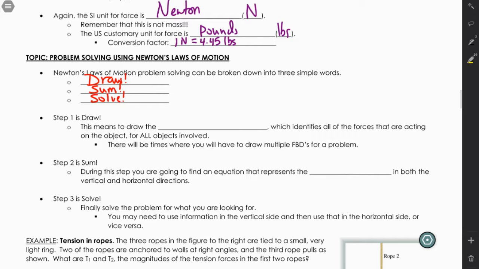The first step is draw. What this means is that you're going to draw the free body diagram. Now, most of you have probably taken AP Physics or a physics class where you know what a free body diagram is. All it does is simply identify all the forces that are acting on the object, for all objects involved. Now, what that last statement means is that you may run into connected objects problems. You may run into objects that are touching each other. You may run into two ropes that are undergoing a tension. But you have to have as many free body diagrams as you have objects.